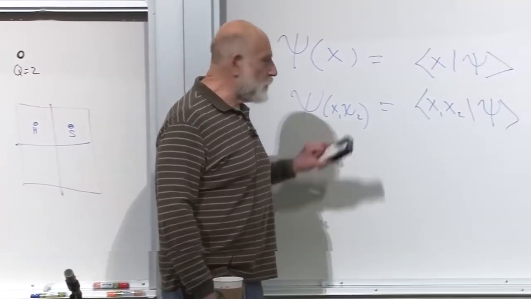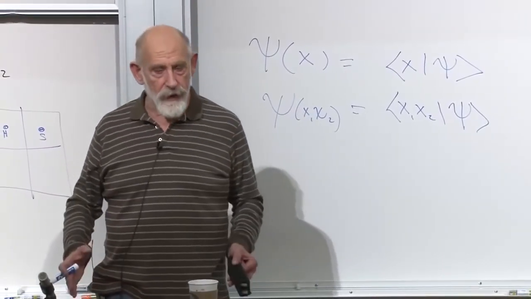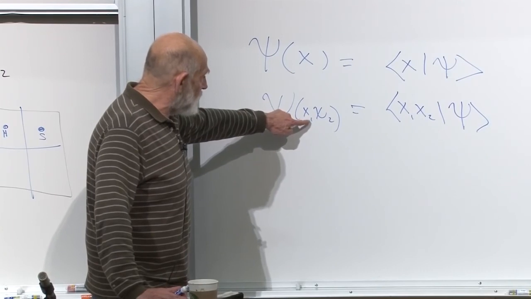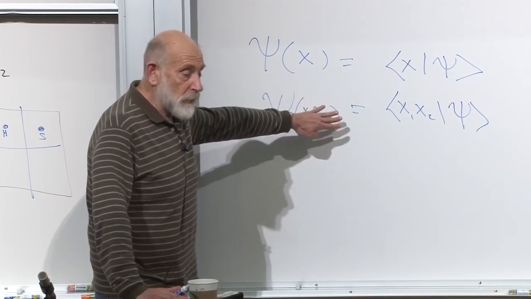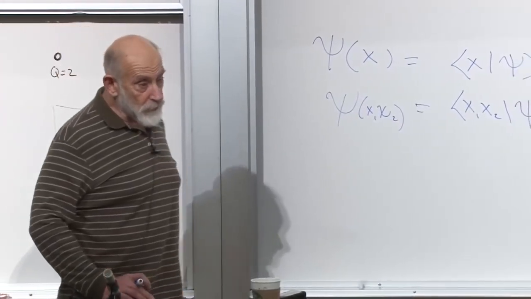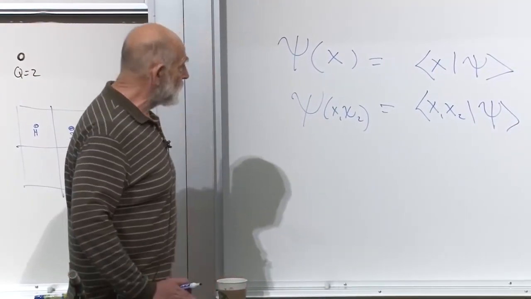That's the wave function of a two-particle system. It's a function of, and if you want the probability, the probability to find particle 1 at position x1, particle 2 at position x2. So we have functions of two variables when we have two particles.